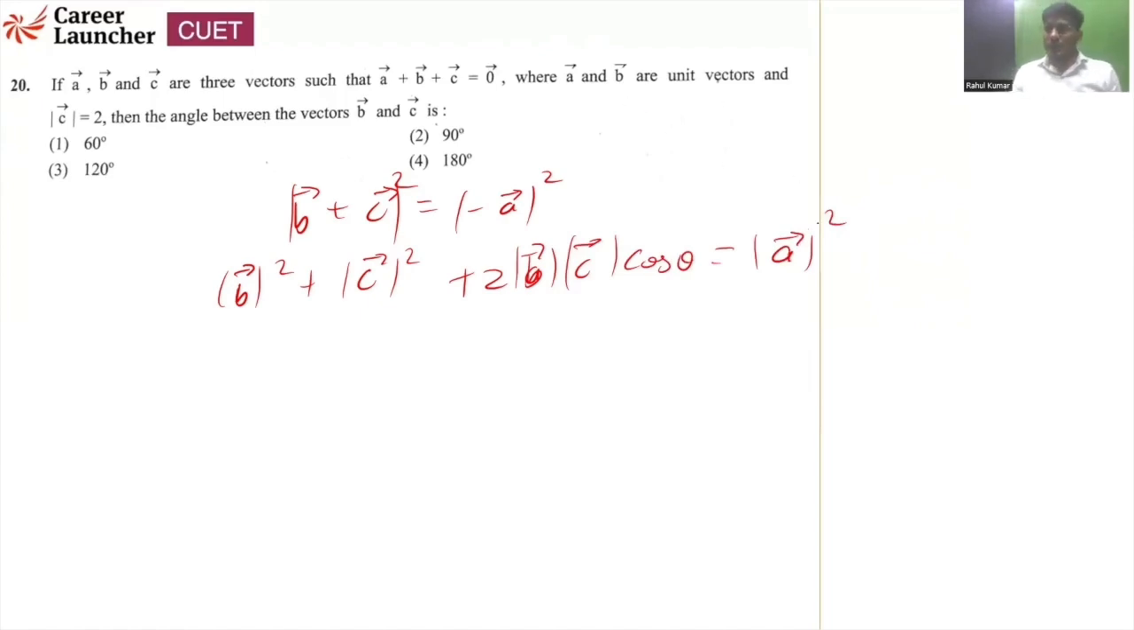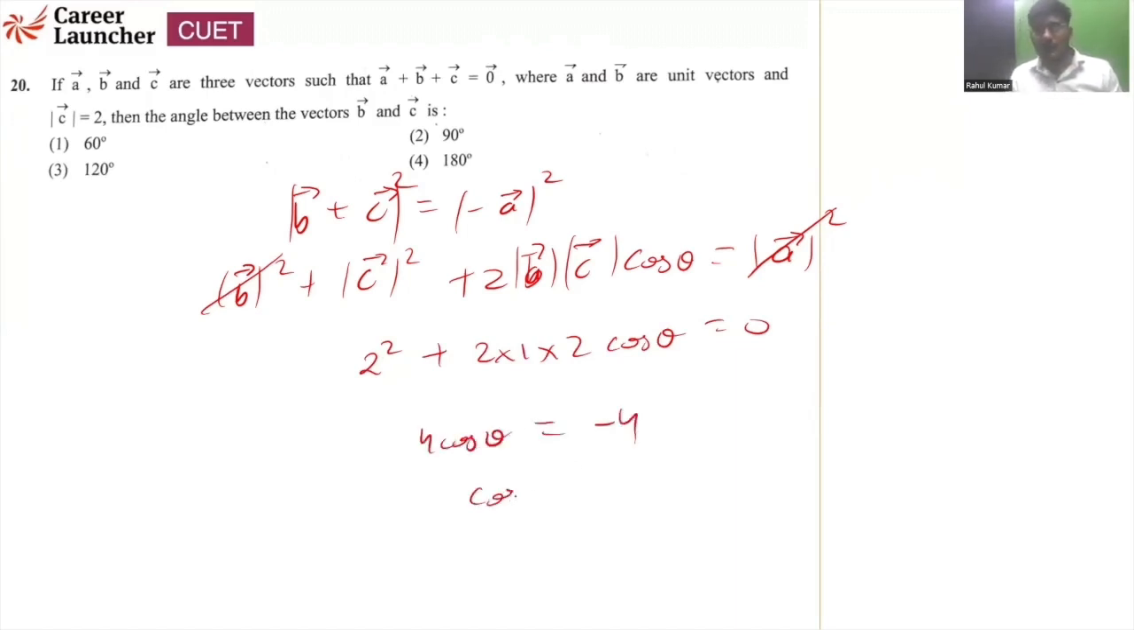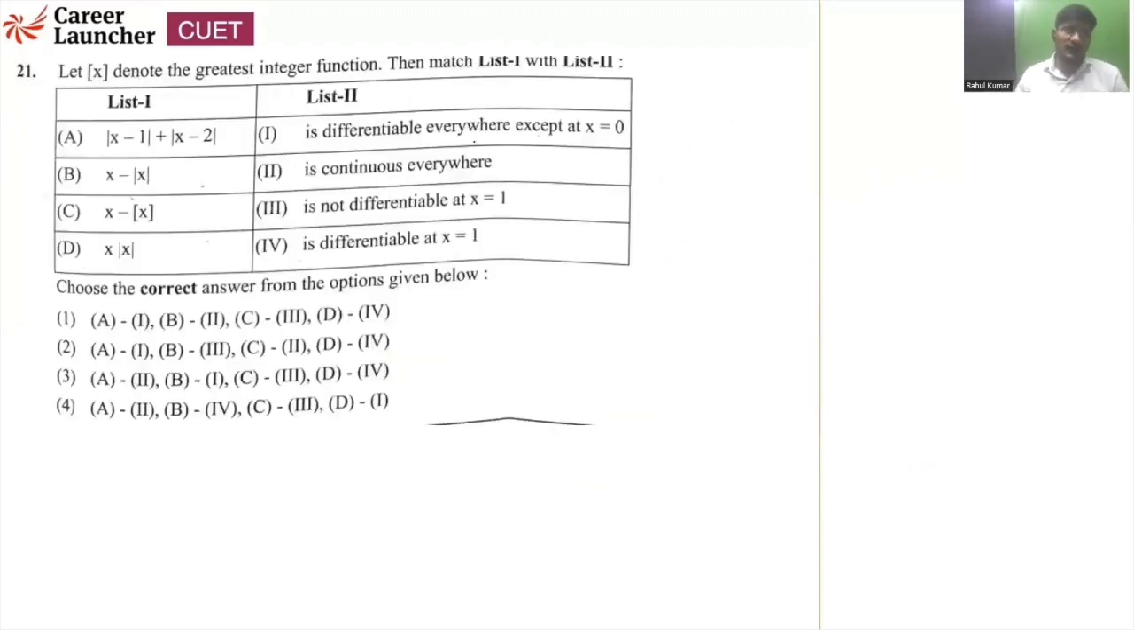Now, as A and B both are unit vectors, I can cancel them out. Now the equation will be 1 plus 2 square plus 2 multiplied by 1 multiplied by 2 into cos theta is equal to 0. So it will be 4 cos theta is equal to minus 4, which means cos theta is equal to minus 1. Hence theta is equal to 180 degrees, or you can call it pi. Fourth one is correct. Now the next question is, okay, this denotes the greatest integer function.